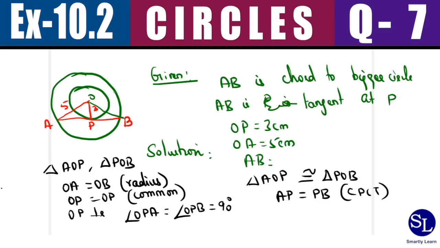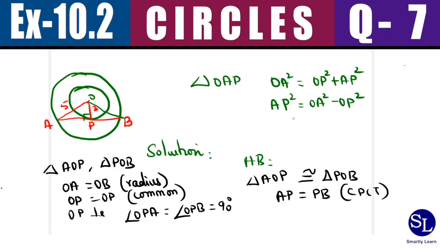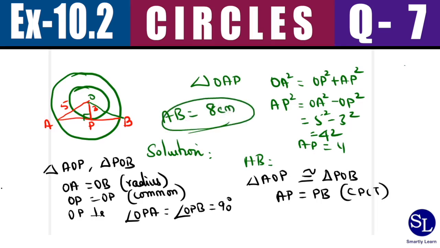So now let's take up the triangle. In triangle OAP, we know that OP is perpendicular to AP. Therefore, OA square is equal to OP square plus AP square. So we need AP square. AP square is OA square minus OP square, which is 5 square minus 3 square, the standard Pythagoras triplet. So this is equal to 4 square, which means AP is equal to 4. For us, we need AB. So AB is equal to 2 times 4, which is 8 centimeters.